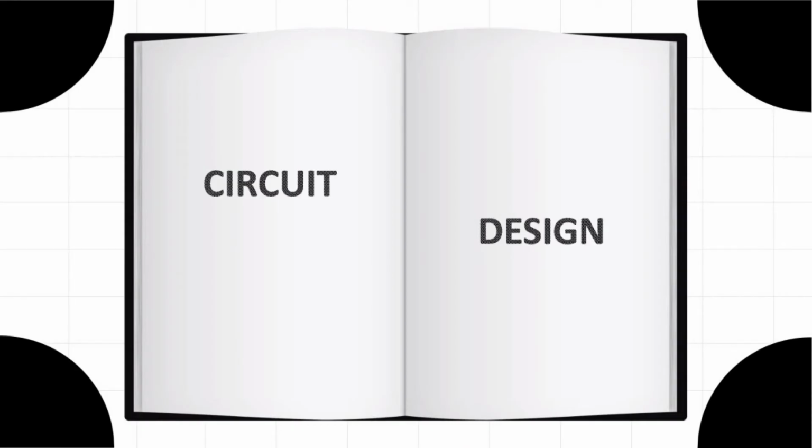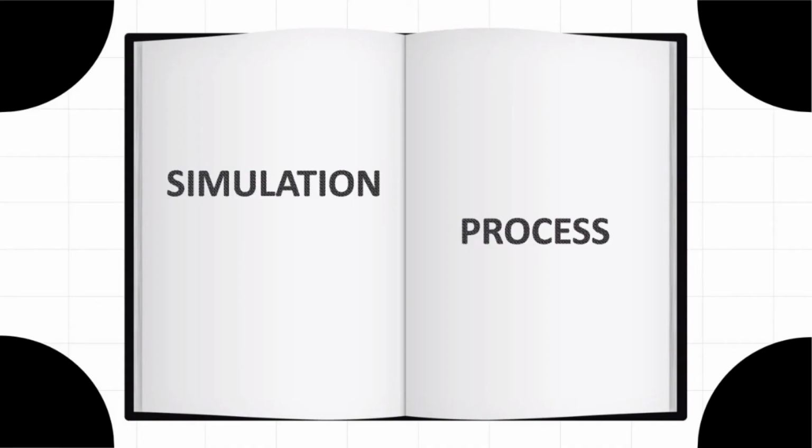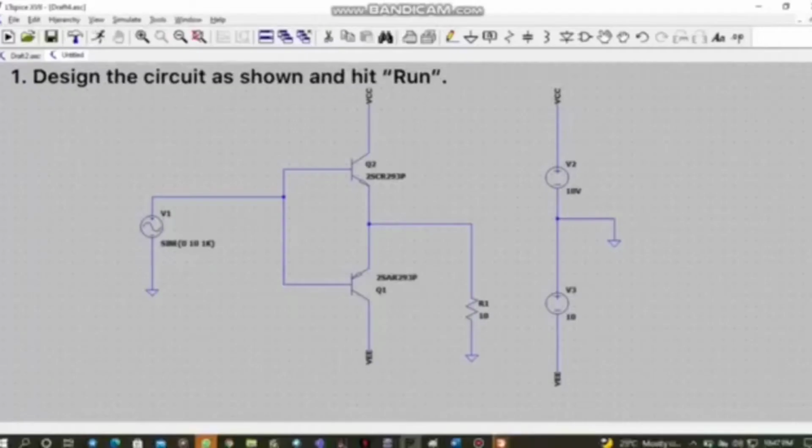Next, this is our circuit design. We use LTSpice software to draw our schematic circuit. The parameters that we use are resistor 10 ohm, PNP, NPN, VCC 10 volt, VEE 10 volt, and AC source 10 volt, which is 1 kHz of frequency. And then, this is our simulation process.